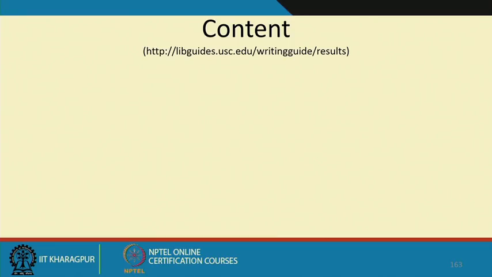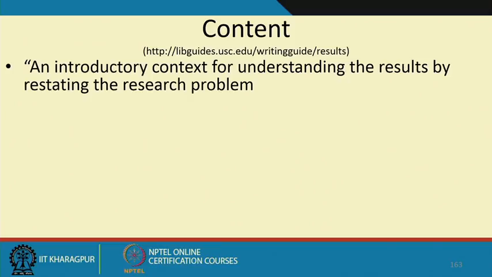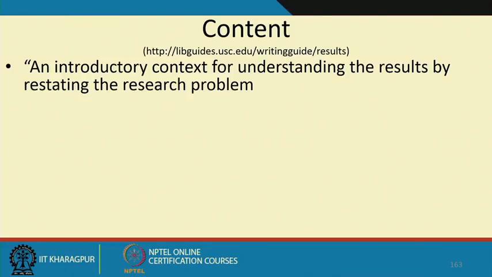Now, the content of the results section would include an introductory context for understanding the results by restating the research problem. So, you restate the research problem, and then you provide a context and you say, okay, within this context, this is how something pans out, or this is how these results are valid.